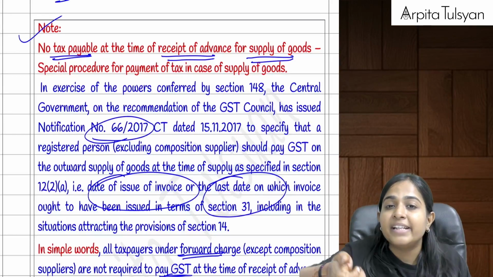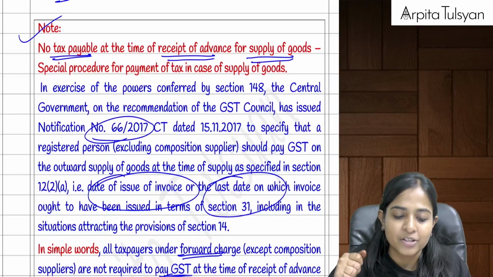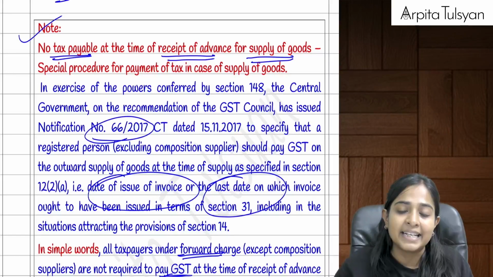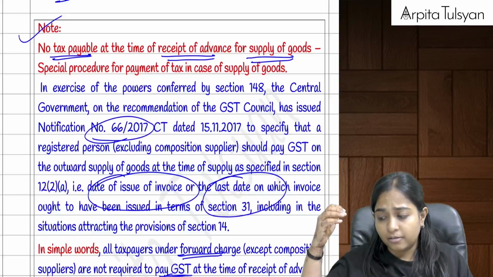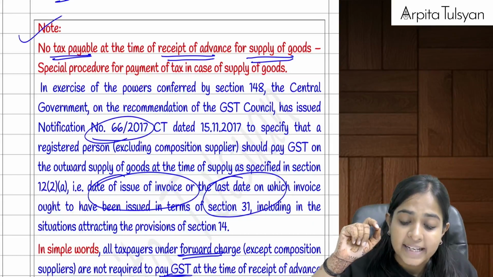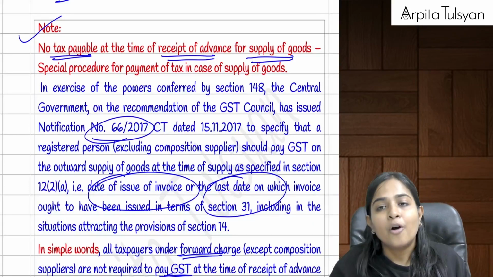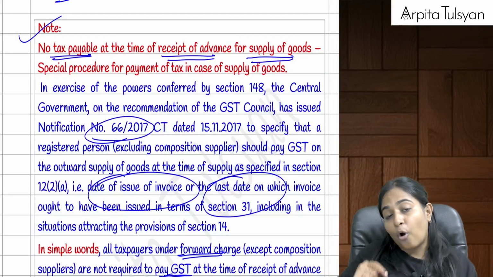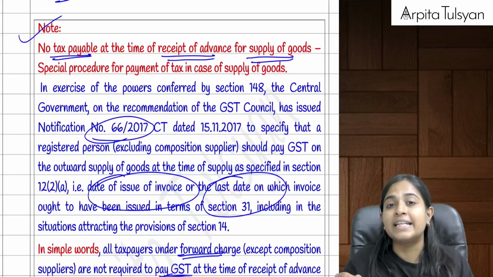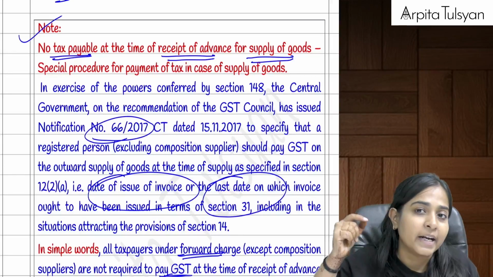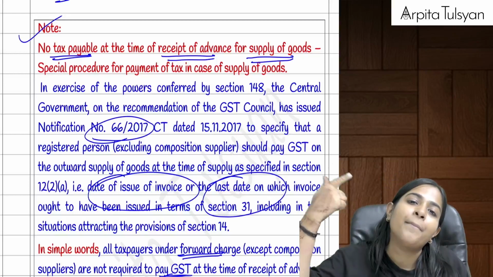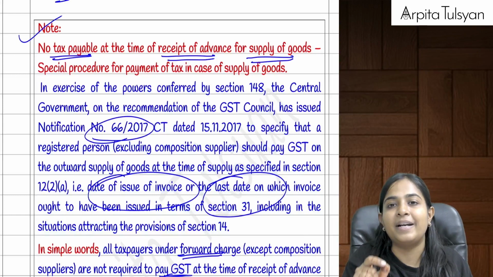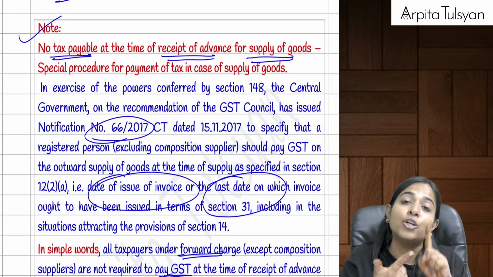But in this particular case, if I've received any advance money from you, this was a very good benefit given. If I've received any advance money from you, in case of goods, and that too in case of forward charge only, then you need not pay the tax now. So you need not pay the tax on what? On advance payment received on supply of goods under forward charge. No need to pay the tax now. You can pay the tax later whenever the supply happens.